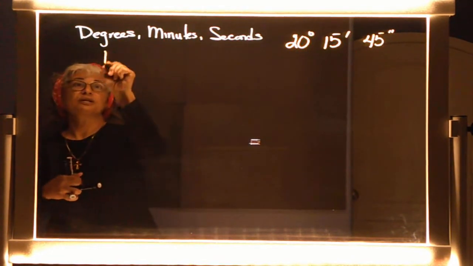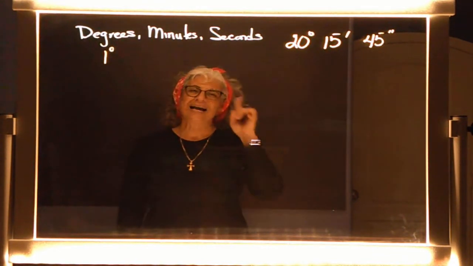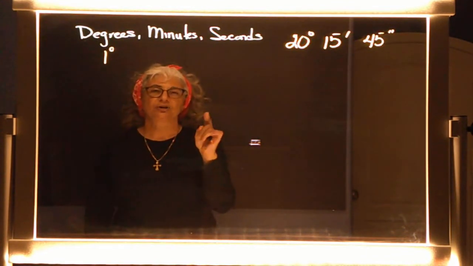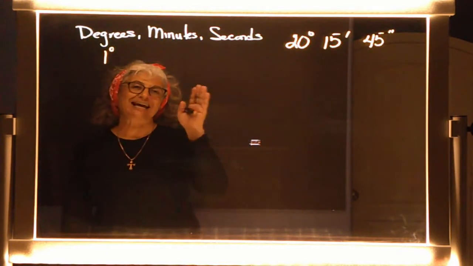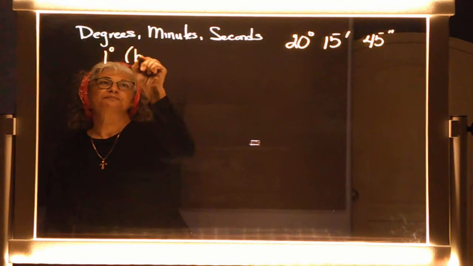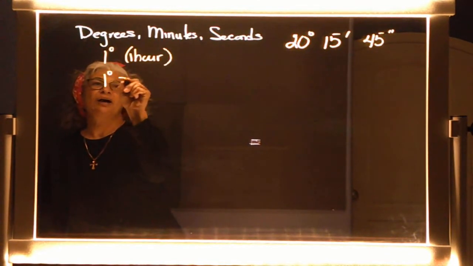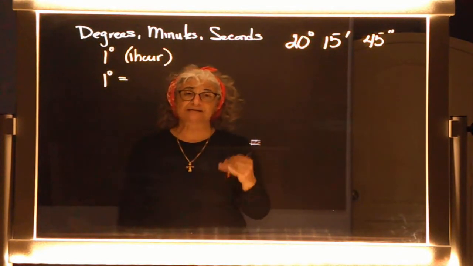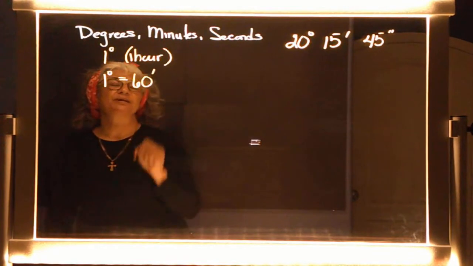So, 1 degree. And since it's minutes and seconds as the latter two, I need you to think of a degree as an hour. Okay? I know that sounds a little bit silly, but I need you to think of a degree as an hour. And that's 1 hour. Because here's the deal. If I want to take 1 hour and see how many minutes are in an hour, that's 60 minutes, isn't it? So 1 degree is equivalent to 60 minutes.